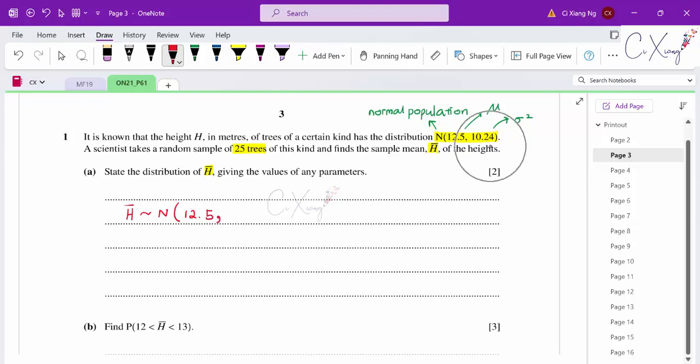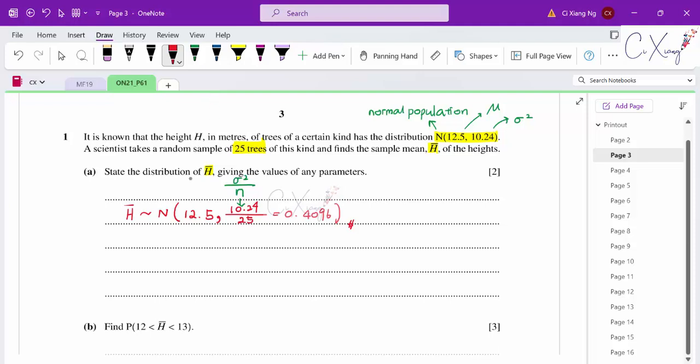When you want to calculate the variance for a sample mean, the formula is the population variance divided by the sample size. For this case, we take the population variance, which is 10.24, divided by the sample size. What's the sample size? They are taking a sample of 25 trees, so the sample size will be 25. Therefore, you get 0.4096. You can keep it as a decimal or put it in fraction form if you want.